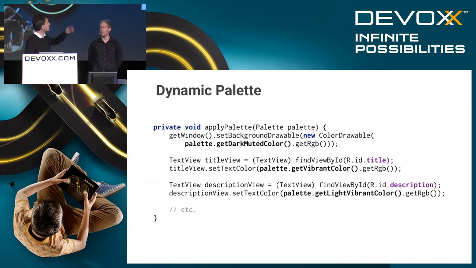So for instance, to change the window background, you have to call getWindow.setBackgroundDrawable, and then apply the color that's coming from the palette. When you call one of those methods on palette, for instance getDarkMutedColor, you don't get an object that the Android graphics API can understand, because for Android, a color is always an int. So you have to call getRGB on the color object from the palette. And again, like here, it goes against what I told you a couple of slides ago. I should be checking for null before using any one of those colors.